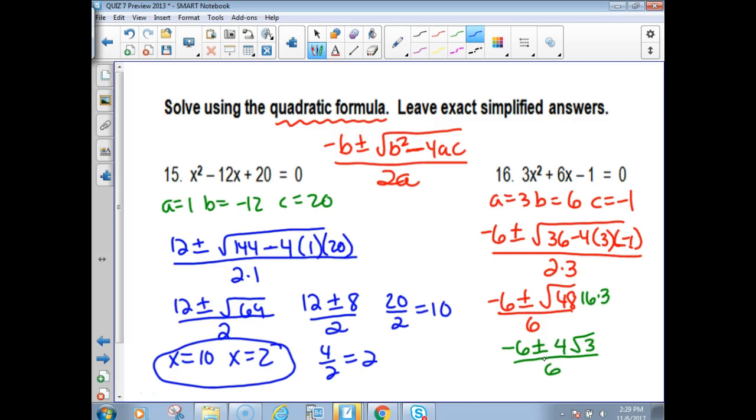Anyway, we got divisibility for all 3 numbers outside of the radical. Therefore, what can we divide them all by? Okay, so this final answer is negative 3 plus or minus 2 root 3 all over 3. And maybe I should write that somewhere else so you can be sure to see it. That's what it looks like.